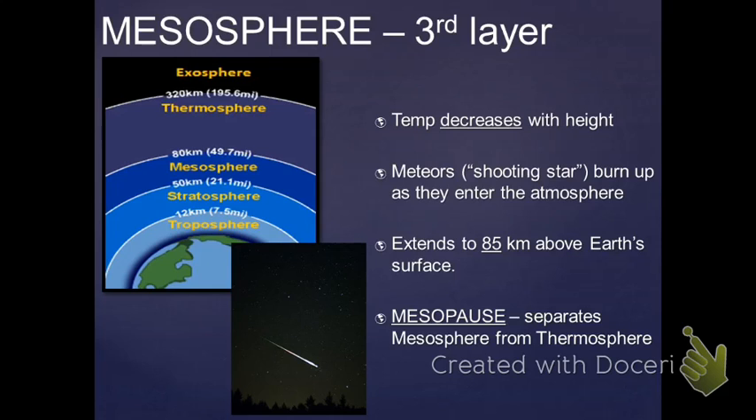When you make a wish on a shooting star, you are actually wishing on a meteor that has entered Earth's atmosphere and is burning up in the mesosphere as a result of friction with air molecules, creating that bright streak of light.